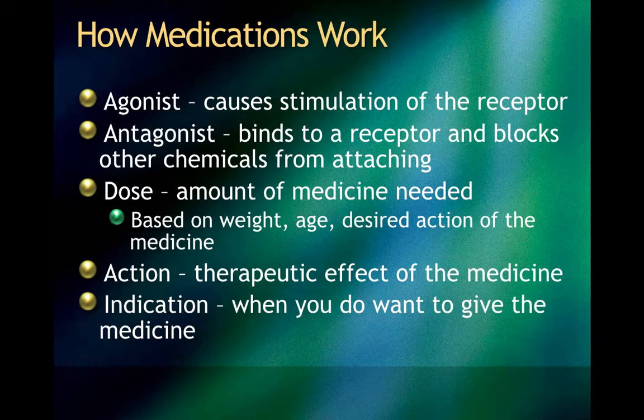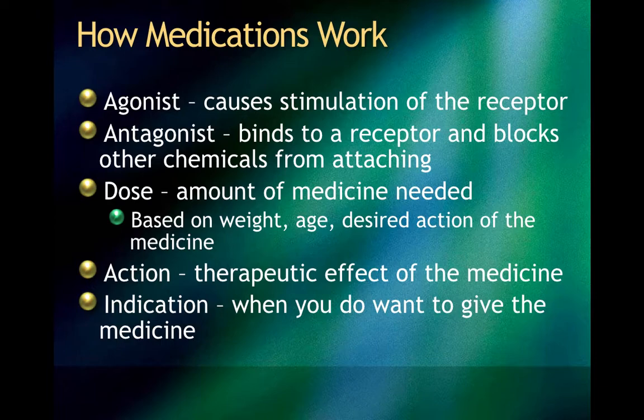The indication is the reason that you give the medication. Okay? Why is it that we're giving it? So we'll use albuterol as the example again. The indication for albuterol is bronchial constriction or bronchial inflammation, identified by wheezing when the lung sounds are auscultated. So that's the indication. Okay? So the indication is not what the medication does, it is why the medication is given.